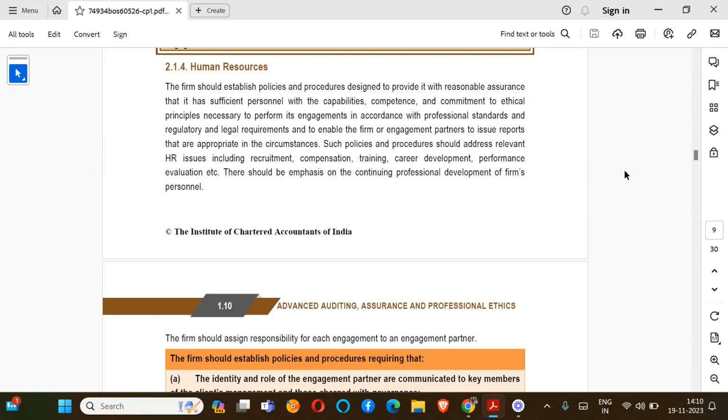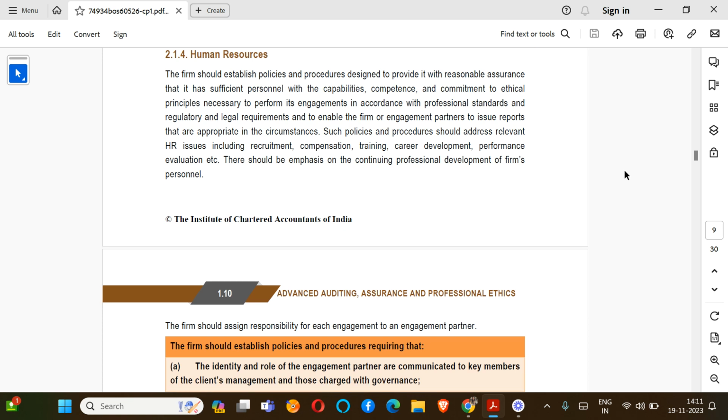Next, we are done with the third one. Now the fourth one is human resources. किसी भी firm में, in fact किसी भी industry में, the most important of all is the human resources. अगर आपके personnel, the people who are working for you, if they are not efficient, if they don't have the required skills, they don't have the required capabilities, then it is going to hamper the growth of the firm in total. So there have to be policies and procedures for reasonable assurance that you have sufficient personnel to perform the audit that we studied earlier as well.